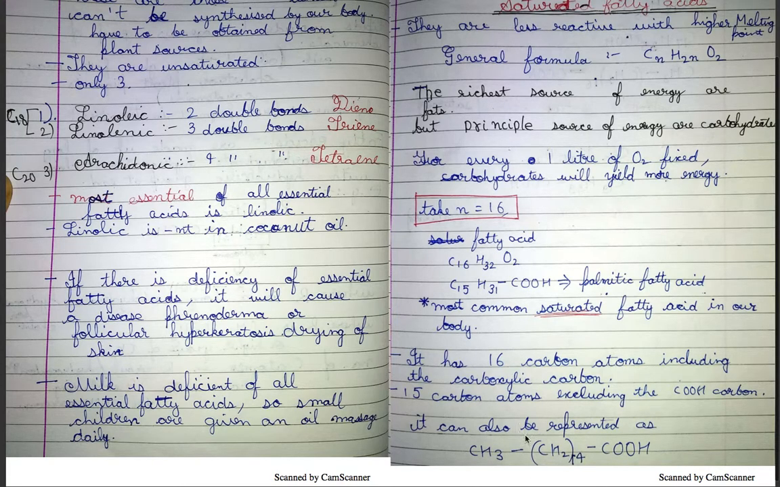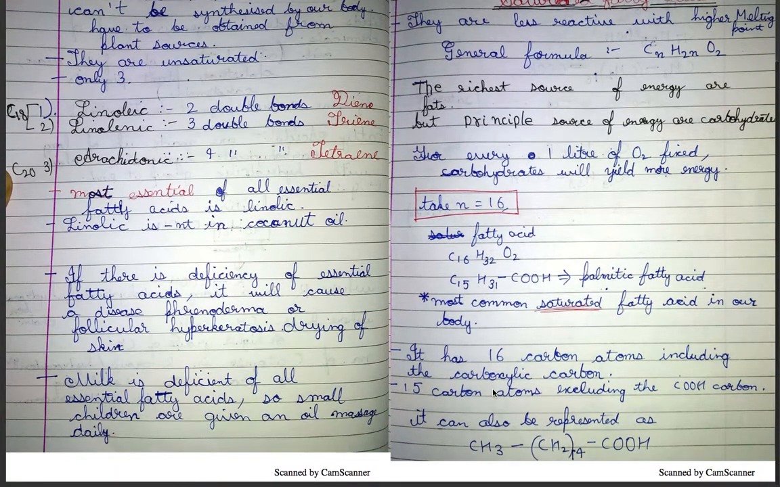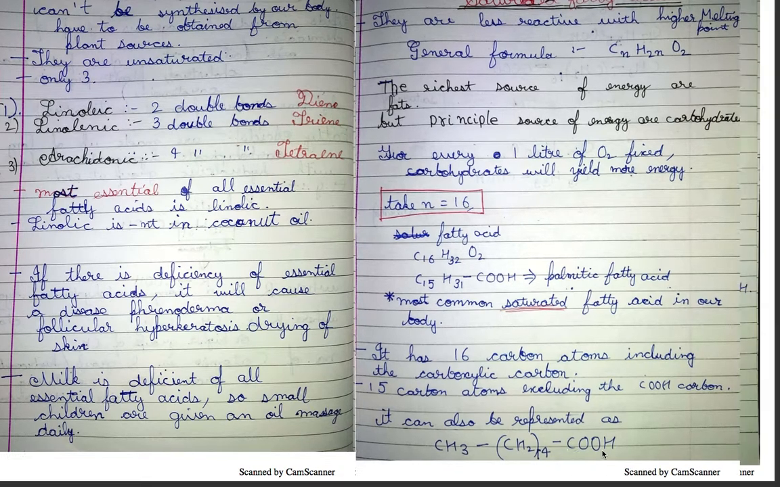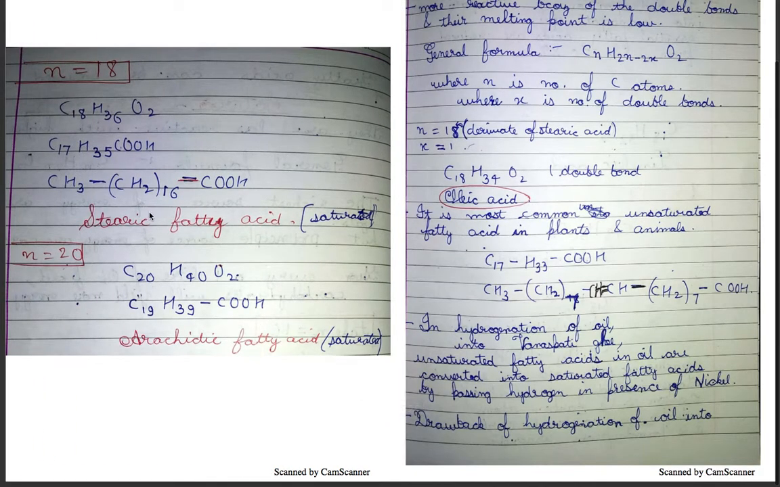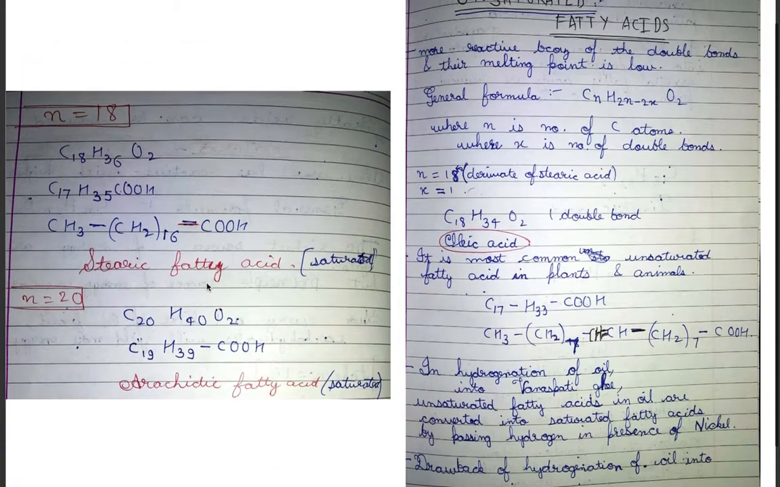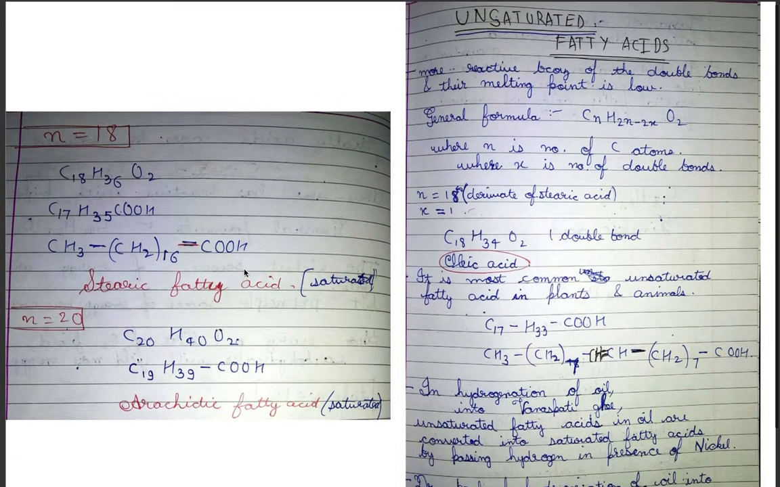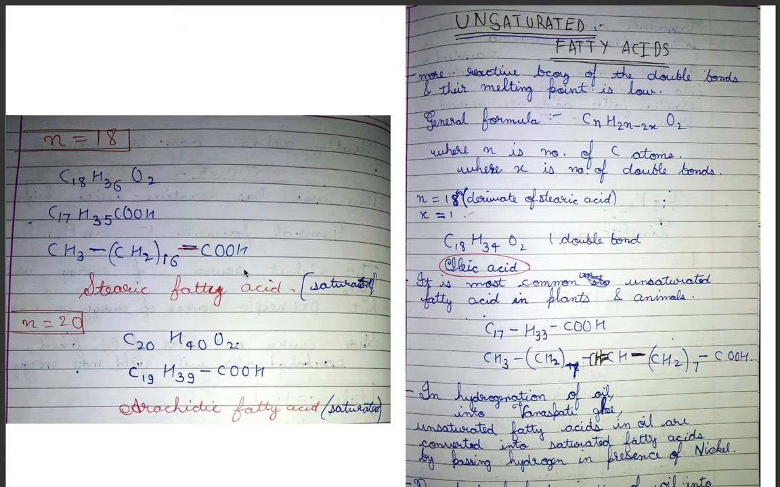This is just the representation of what was at the start of lipids, that they can be represented as CH3, C2H5, and higher bonds of CH2. Now if n equals 18, then it is C17H35COOH, stearic fatty acid, learned in chemistry in types. Now n equals 20, it will form C20H40O2. It is arachidic fatty acid. All three are saturated. Now unsaturated fatty acids are more reactive because of the double bonds. They have double bonds and their melting point is low.